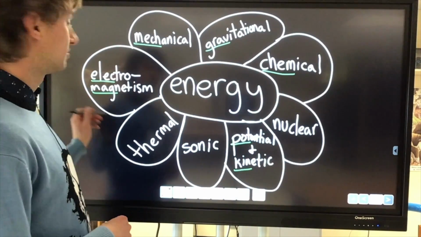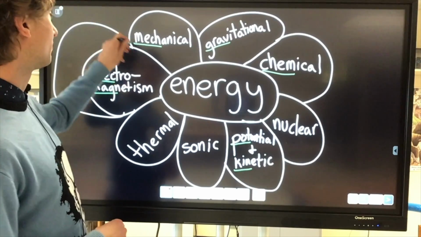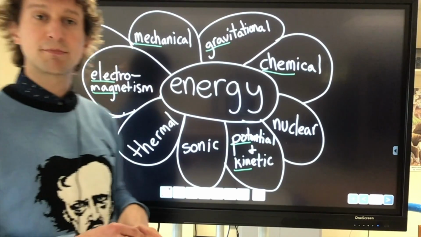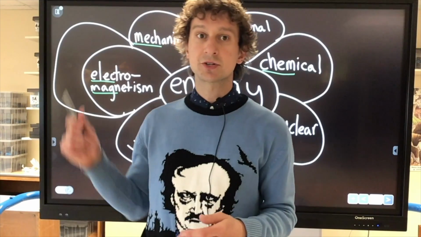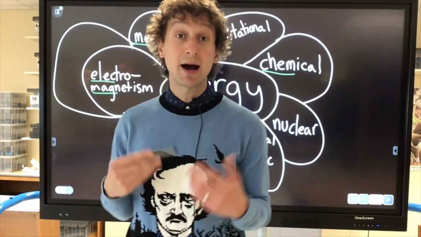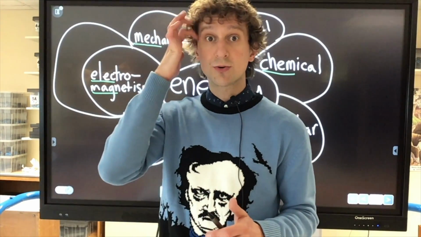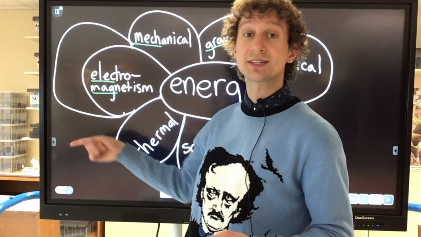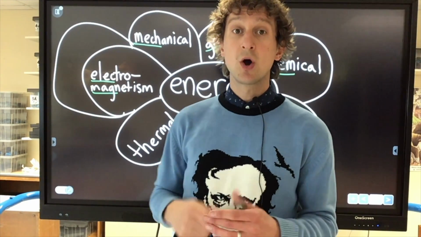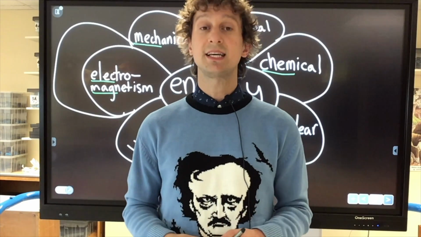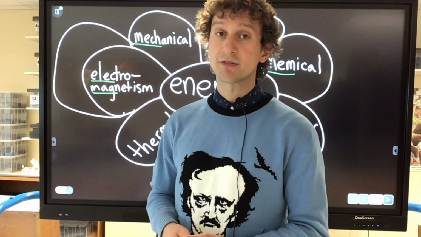Draw a petal that goes out beyond them and name an example of a form of this energy. So electromagnetic, I might write magnet. I could also write when I turn my lights on. That's an example of electromagnetism. Or the colors that I'm able to see. That's also an example of electromagnetism.